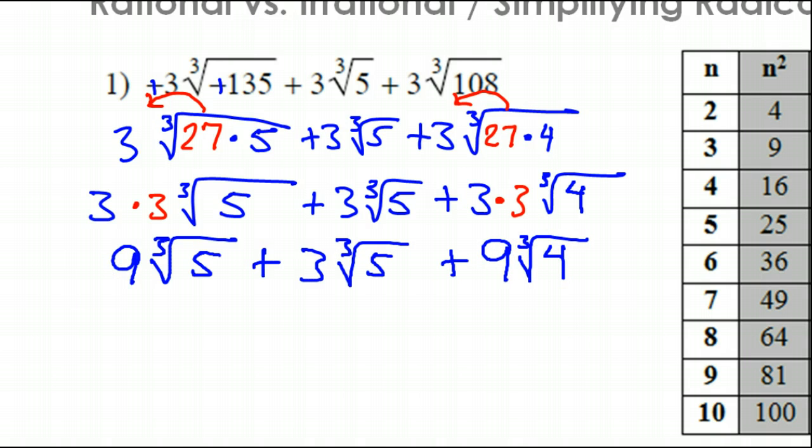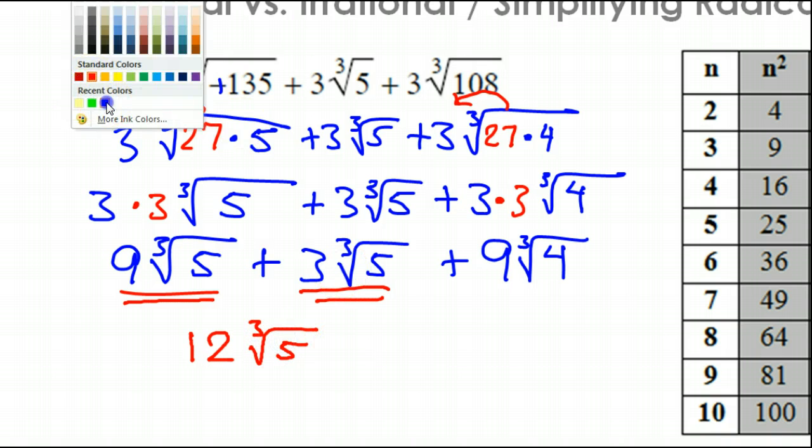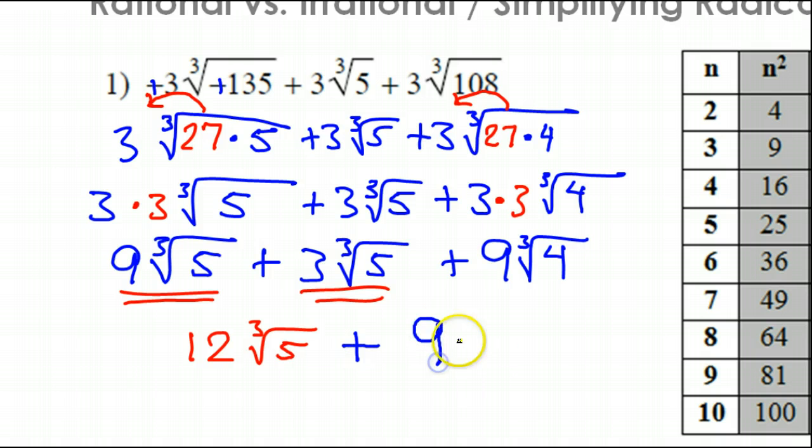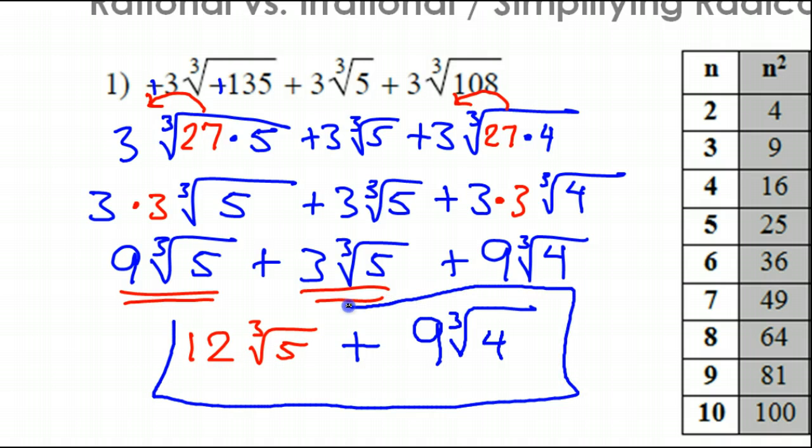Now only 2 of these are like terms. Hopefully you can see that these 2 are like terms because they both have cube root of 5. Cube root of 4 cannot be added with these. If I put these 2 together, 9 plus 3 is 12, so I'm going to have 12 cube roots of 5 plus 9 cube roots of 4. That's as far as we can go because these are not like terms. That would be the answer to number 1.